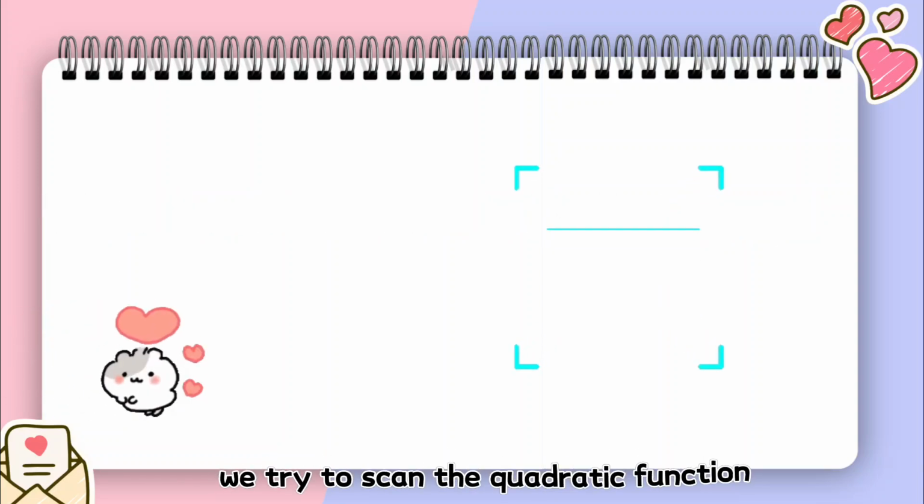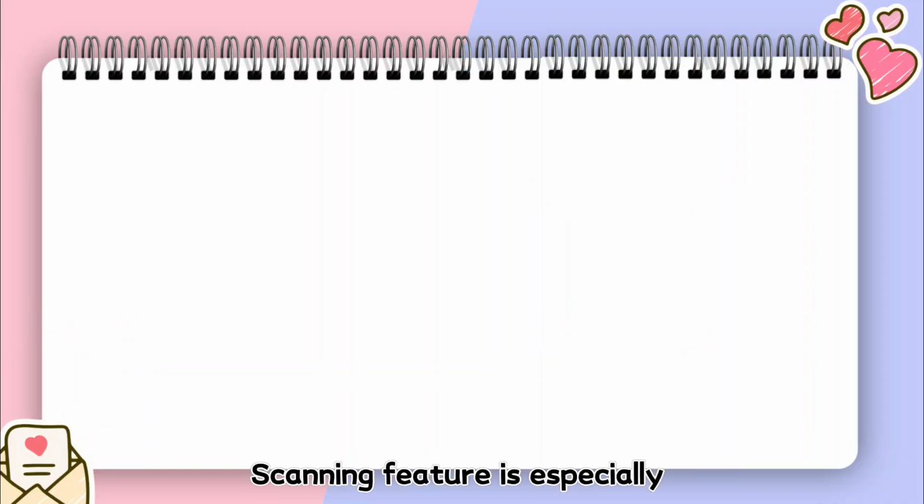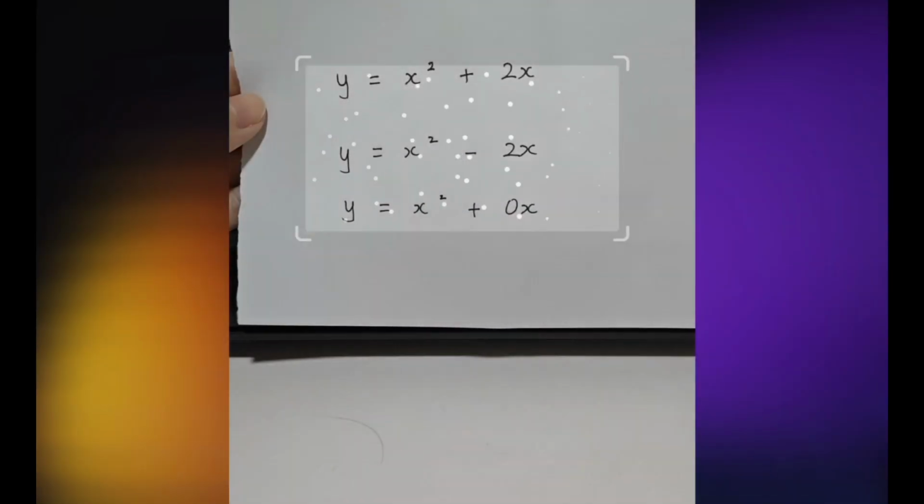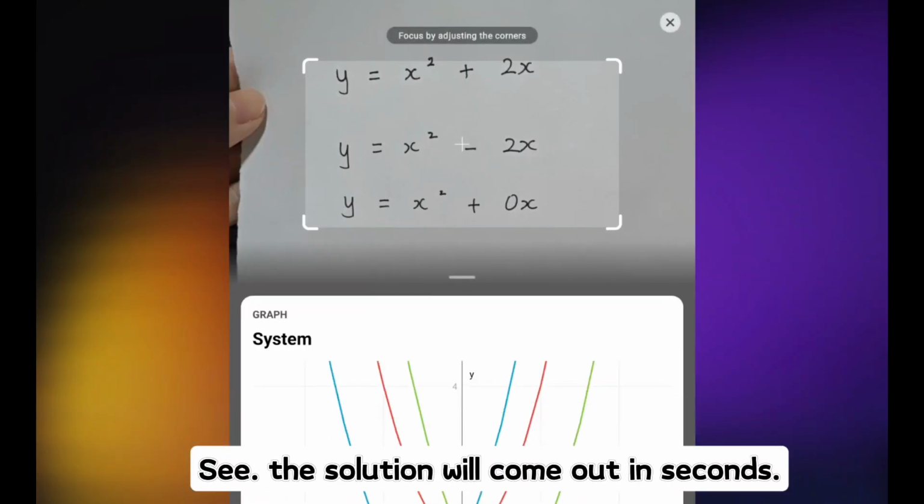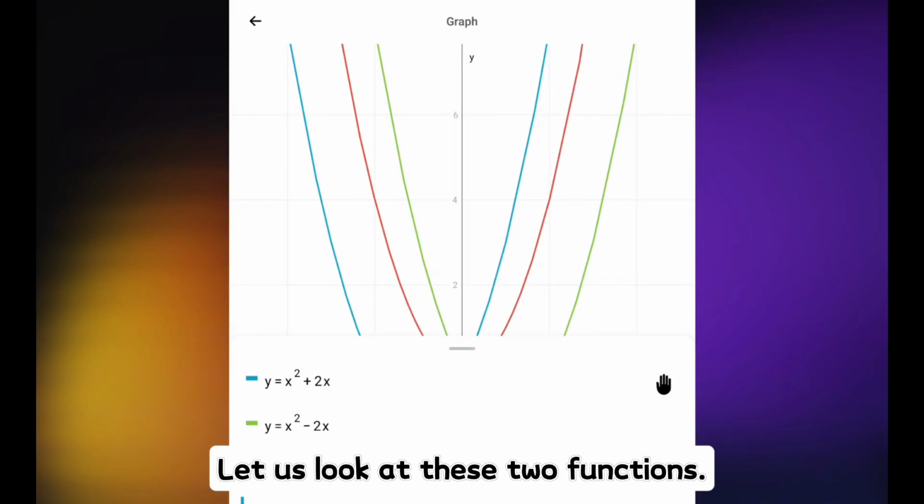We try to scan the quadratic functions this time. Scanning feature is especially convenient for the long and complex functions. See, the solution will come out in seconds. Let us look at these two functions.